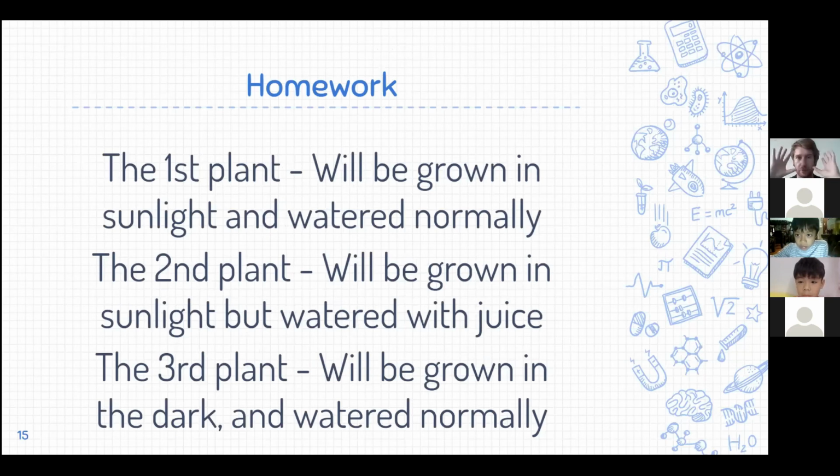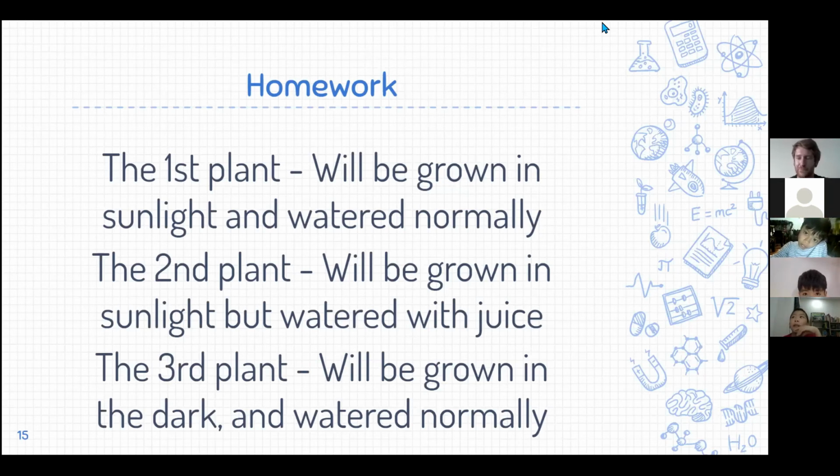So this plant will be grown regularly. We want it to grow as best as we possibly can. The second plant, we're going to grow in sunlight as well, but instead of watering it with water, we're going to water it with juice. And the third plant, we're going to add normal water, but we're going to grow it in the dark. Okay, what do you think is going to happen to plant 2 and 3?